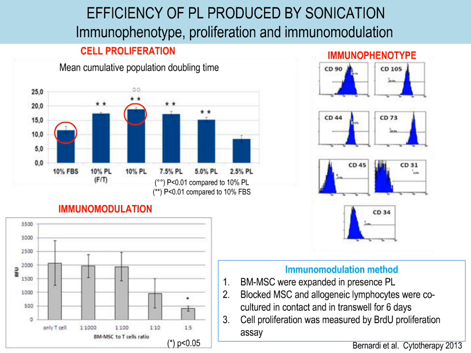To do that, we expanded those cells in presence of platelet lysate. We blocked the MSCs, and the allogeneic lymphocytes were co-cultured in contact and transferred for 6 days. The cell proliferation was measured by bromodeoxyuridine proliferation assays. As you can see in the graph, when we add the bone marrow MSCs to T cells in a ratio of 1:5, the proliferation of T cells is almost completely inhibited.